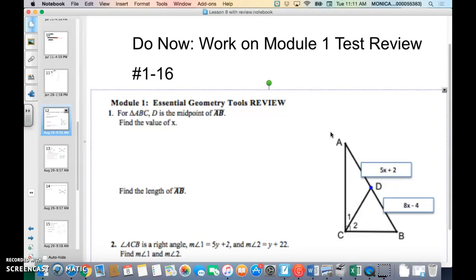So this means that we're going to take these two sides and equal them to each other because we want to know the value that's in the middle. And if it's a midpoint, we know that this side equals this side. So for here, it would be 5x plus 2 equals 8x minus 4. So here we should be thinking part equals part. And then, of course, you're going to solve, and you get x equals 2.